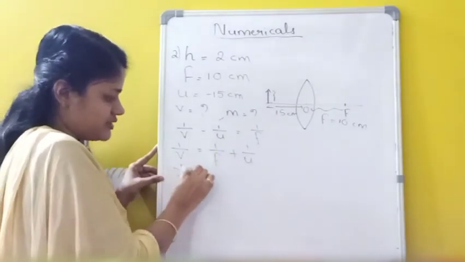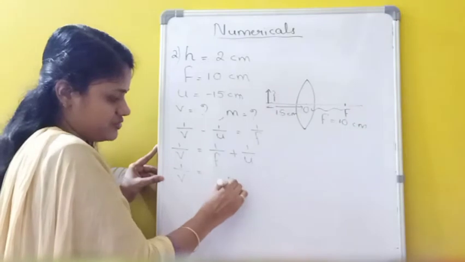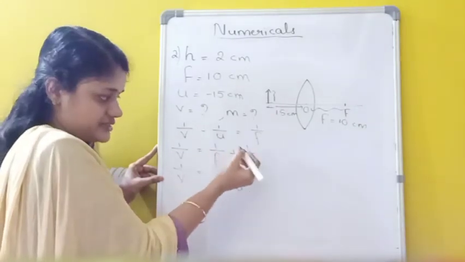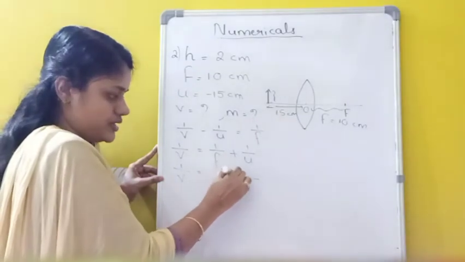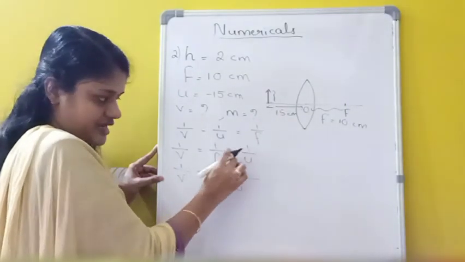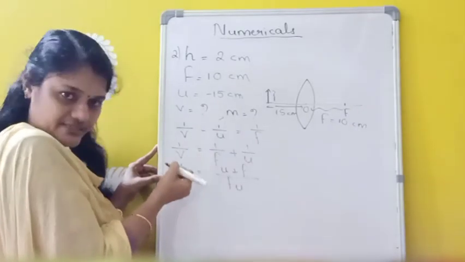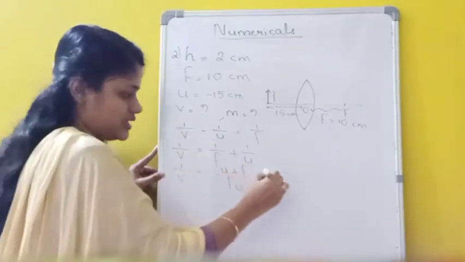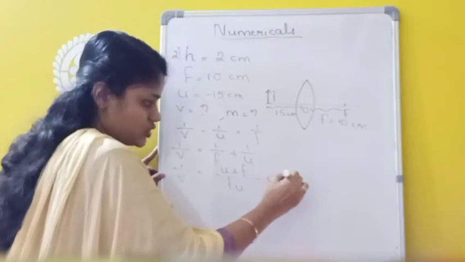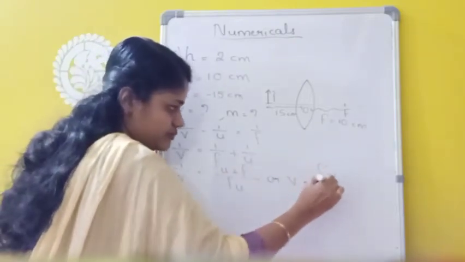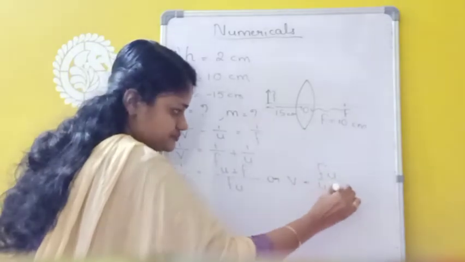Again, 1 by V equals, taking LCM, F into U. Here F is there, so the other term is multiplied here: U plus, and here U is there, the other term is multiplied: U plus F. What we need is V, so take the reciprocal. The reciprocal of 1 by V is V, and here also taking the reciprocal, FU divided by U plus F.